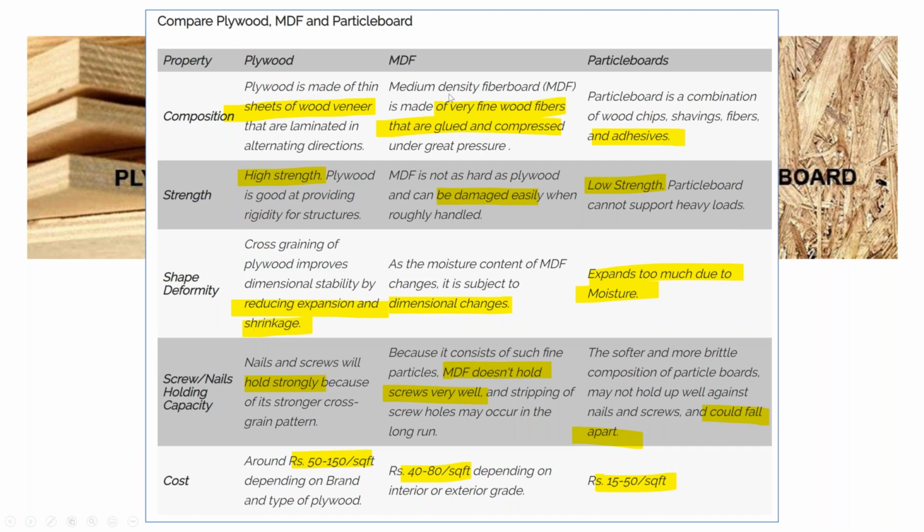This is medium density fiberboard, MDF. It's very fine wood fibers that are glued and compressed. It does not hold screws very well. It is cheaper. And then you've got particle board, which again is put together with adhesive. This is very typical of what that laminate beam was made out of. It expands too much due to moisture because the glue gets wet and starts to deteriorate. So this is not supposed to get wet.